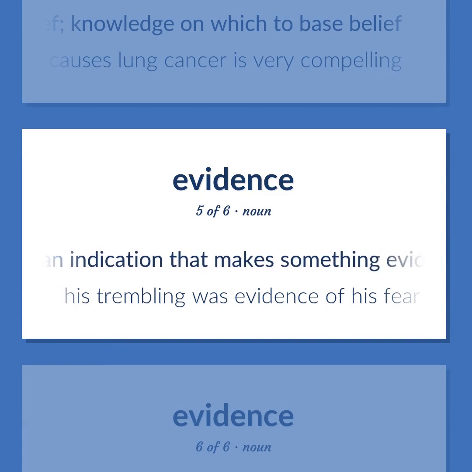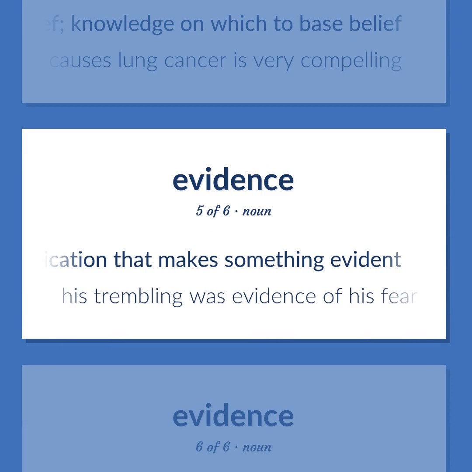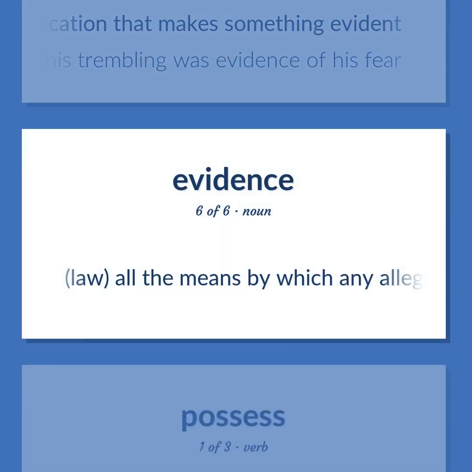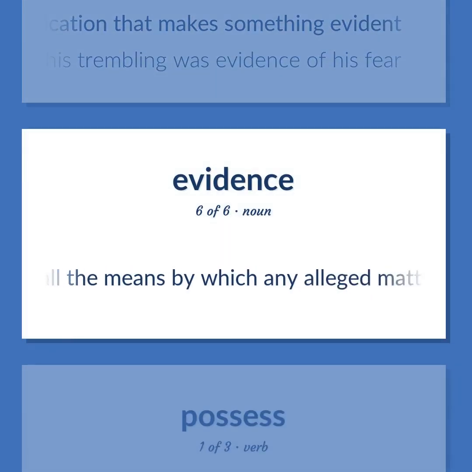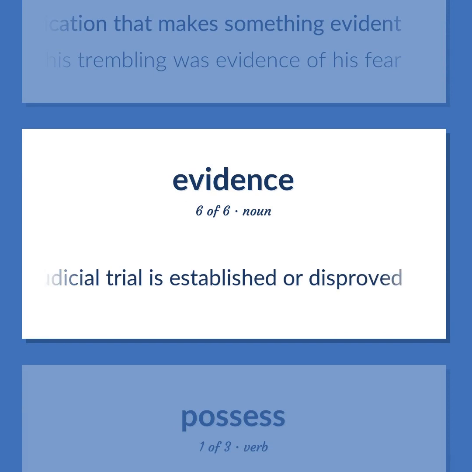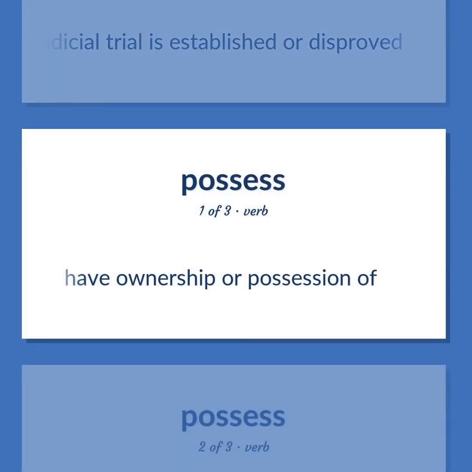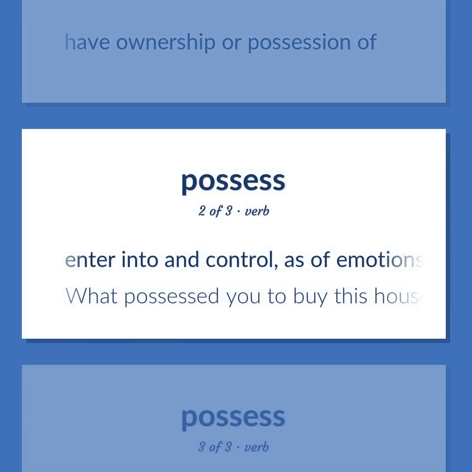An indication that makes something evident. His trembling was evidence of his fear. Law. All the means by which any alleged matter of fact whose truth is investigated at judicial trial is established or disproved. Have ownership or possession of. Enter into and control, as of emotions or ideas. What possessed you to buy this house?